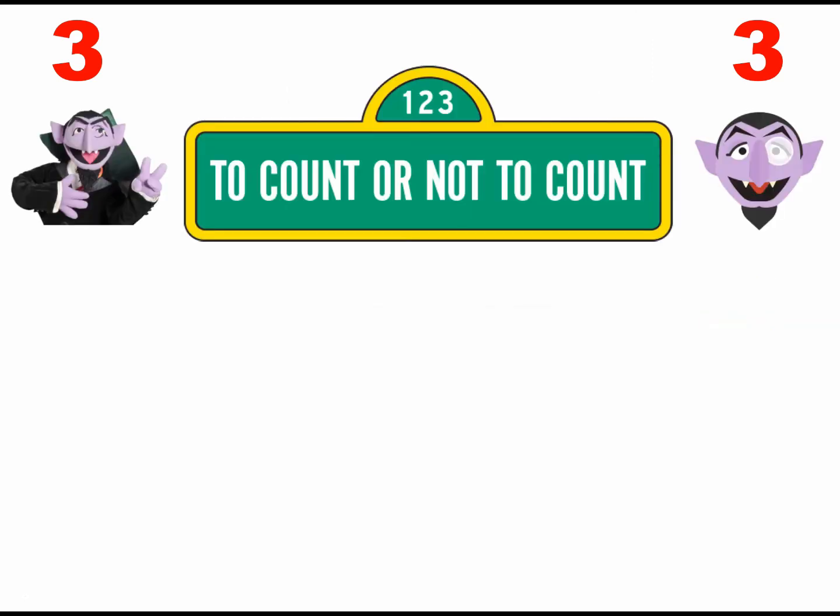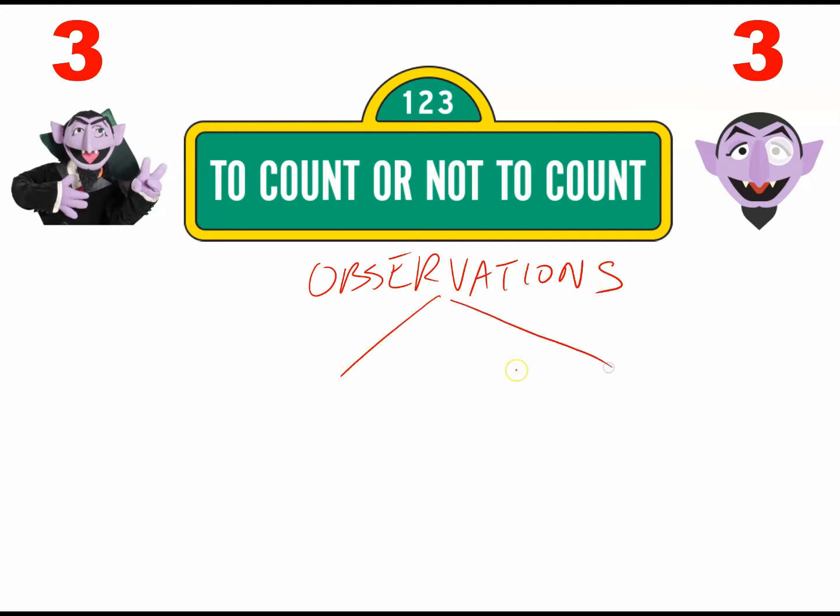The topic associated with to count or not to count is all about observations. Those key skills in science to make keen observations. We usually put them in two major categories. We have quantitative observations and qualitative observations.